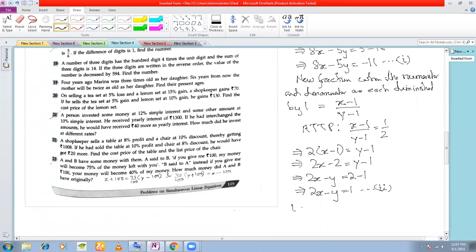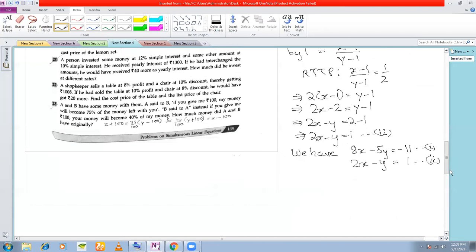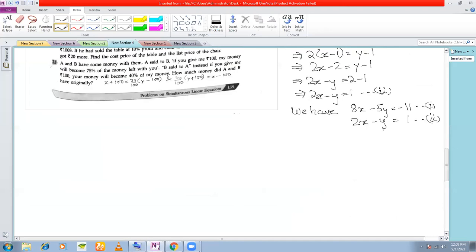So we have 8x minus 5y is equal to minus 11, and you have 2x minus y is equal to 1. Call this 1 and call this 2. Now you see the coefficient of y here in the second equation is 1 or minus 1, right? So we can also use the substitution method here.